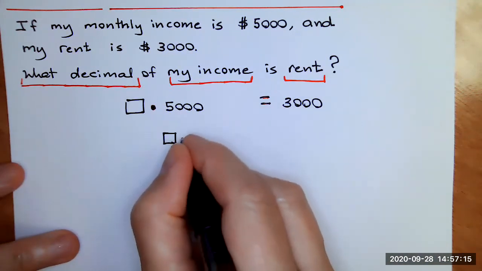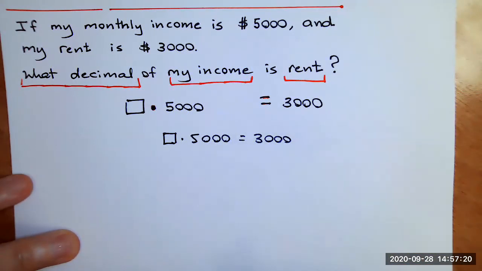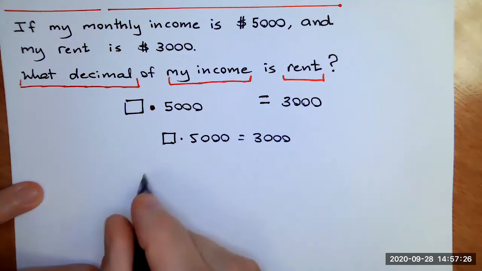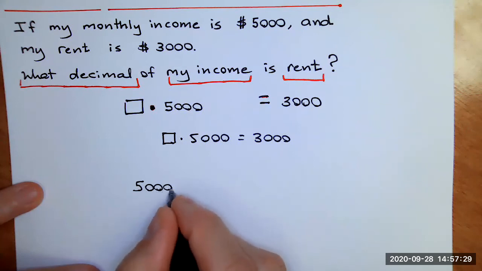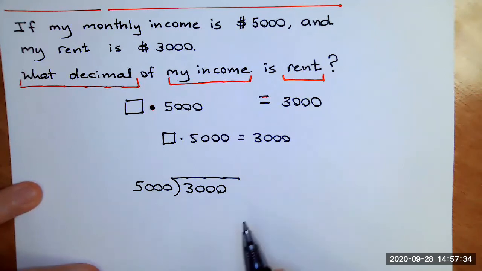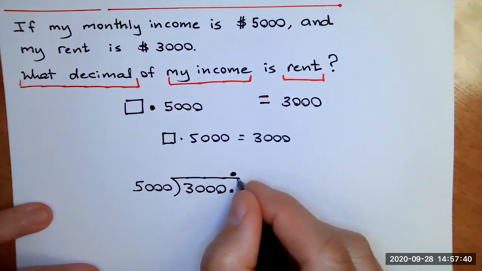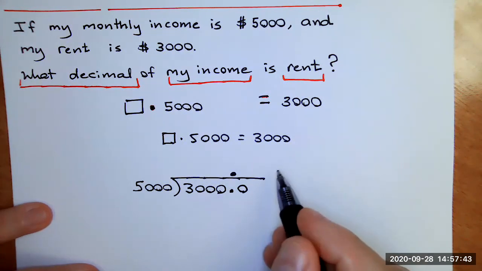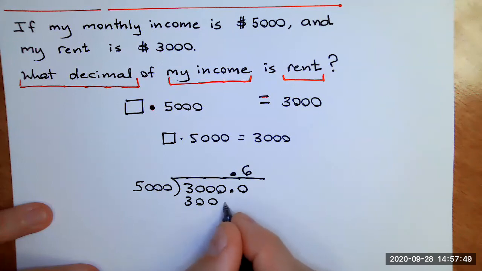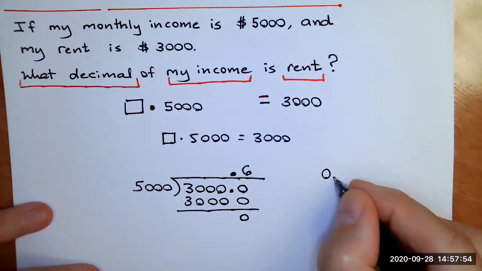Let me rewrite that so it looks a little better. So I have a missing factor, so we're going to divide the product. So that's 5,000 divided into 3,000. 3,000 is too small, so I'm going to add a decimal. Then I can add a 0, and that goes in exactly 6 times. So the answer is 0.6.